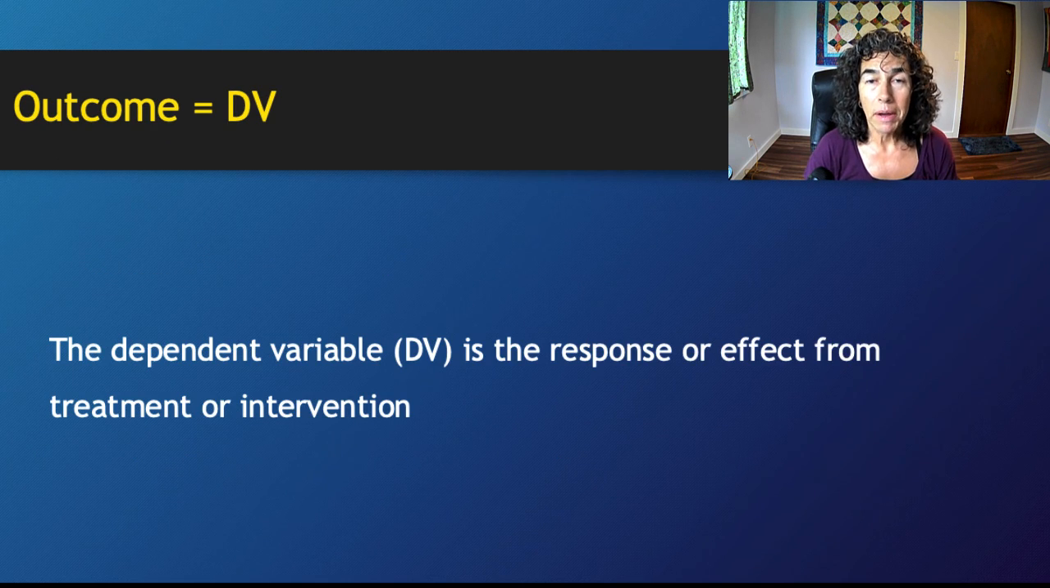The outcome is also called the dependent variable, or DV, and this is the response or the effect from the treatment or intervention. So the outcome depends, right, dependent variable, on the independent variable or the treatment.